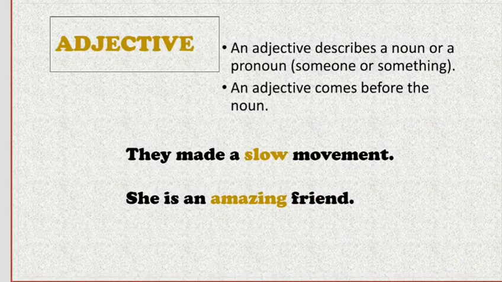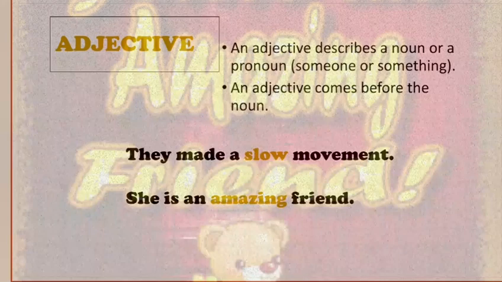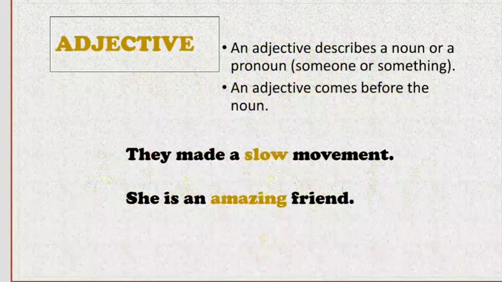Adjective. An adjective describes a noun or a pronoun, someone or something. An adjective comes before the noun. For example, they made a slow movement. Slow describes the subject. She is an amazing friend. Amazing describes the subject.